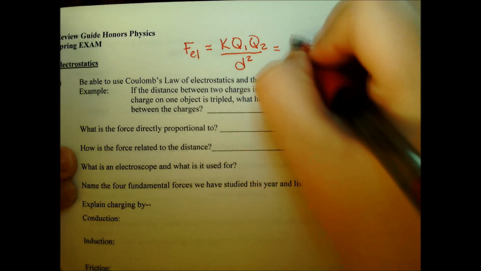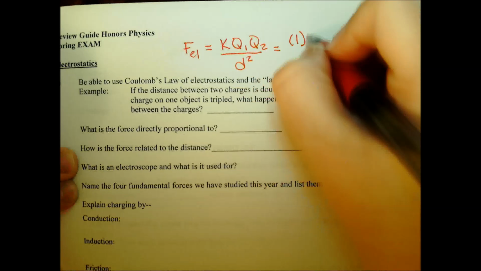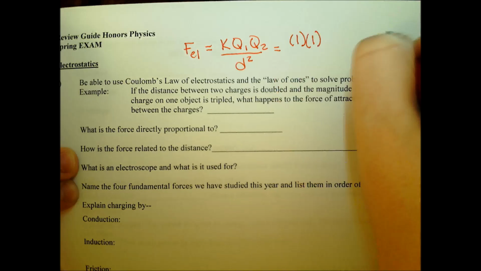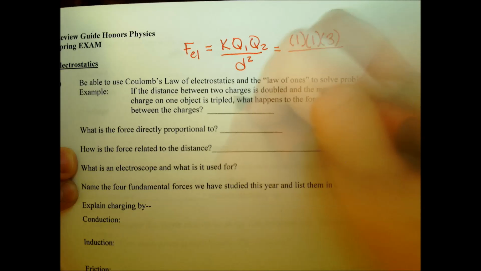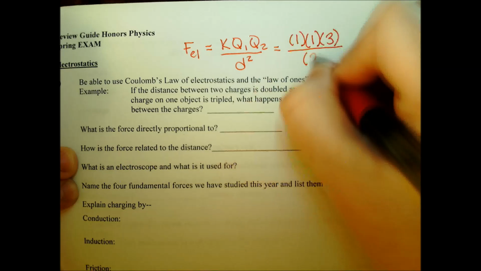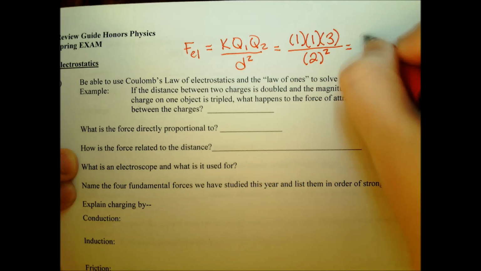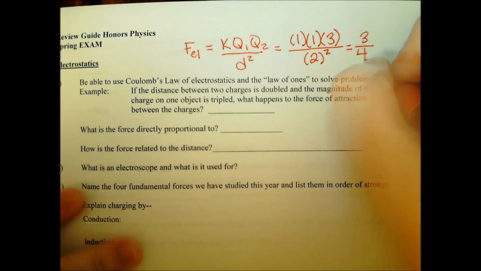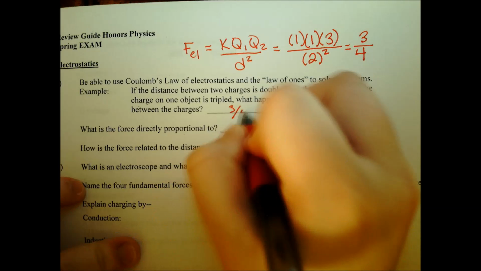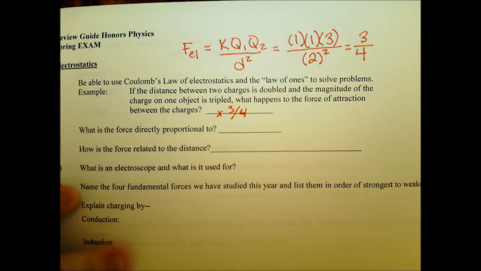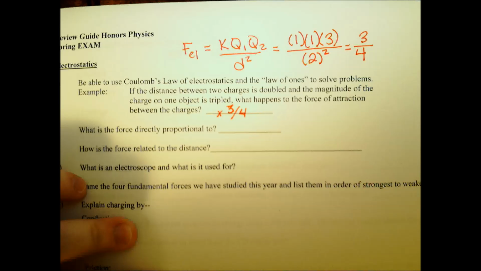To use the law of ones, we put in ones for anything that's not changing. K will never change, it's a constant. One of our Q's is staying the same. One of our Q's is becoming a 3. The distance is doubling, so it's becoming a 2. And it's squared, which is super important, because our final answer will be 3 over 4. So the magnitude of the force would be 3/4 as large as it was originally. That's not a very good 3, sorry guys.